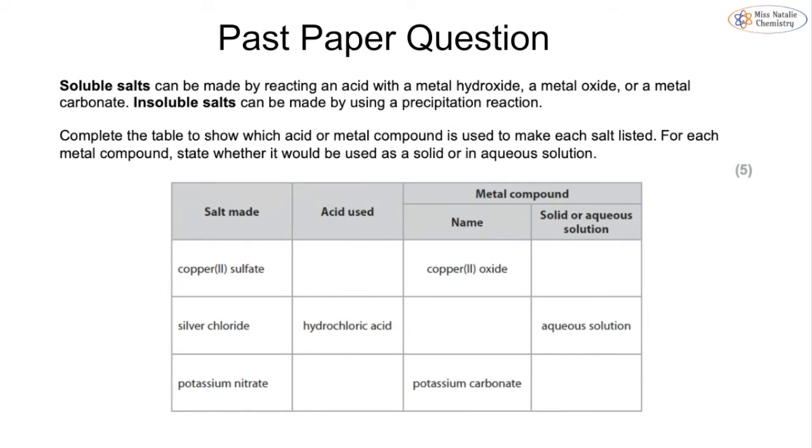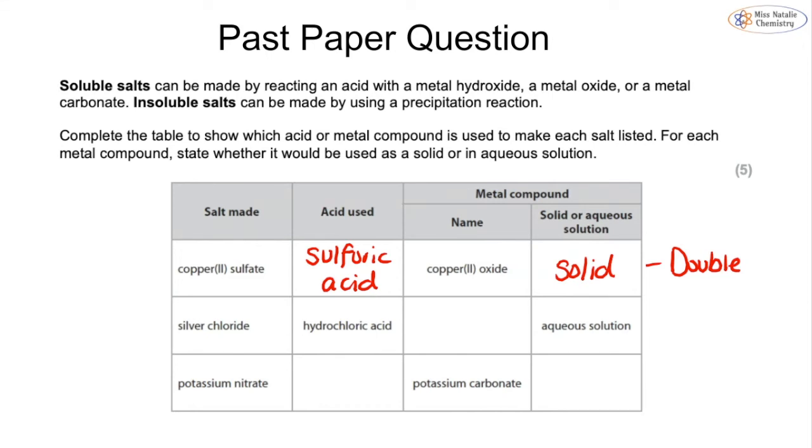So if we formed the salt copper sulfate, we must have used sulfuric acid because we have formed a sulfate salt. And we've used copper oxide reacting with that sulfuric acid. And the copper oxide that we use is going to be a solid. So that is in the double content. So make sure that you are confident with that.